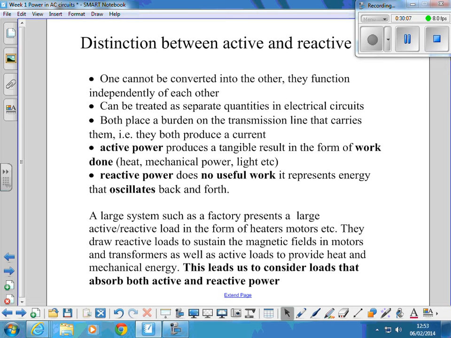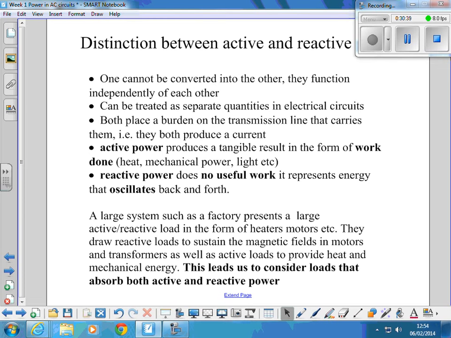Active power produces a tangible result in the form of work done. So the watts does. It produces heat, light, or mechanical motion. Reactive power does no useful work. It represents energy that oscillates backwards and forwards between its magnetic field and the source in the case of an inductance, or between the charge on the capacitor and the source in terms of a capacitor.